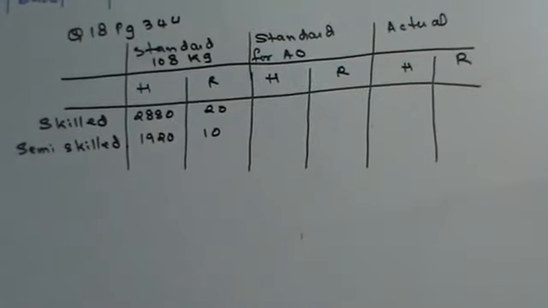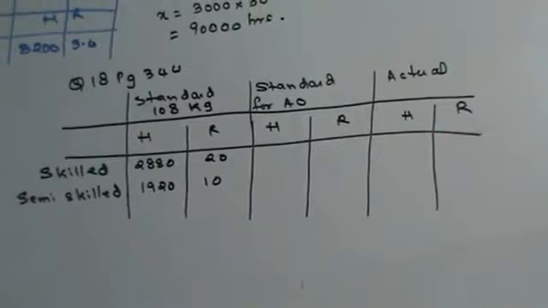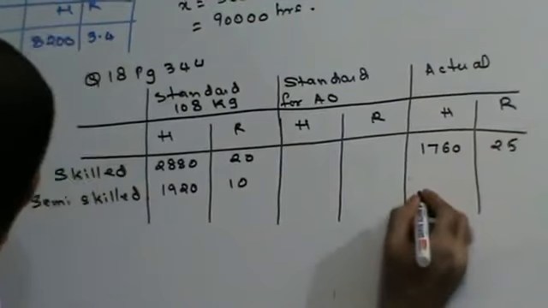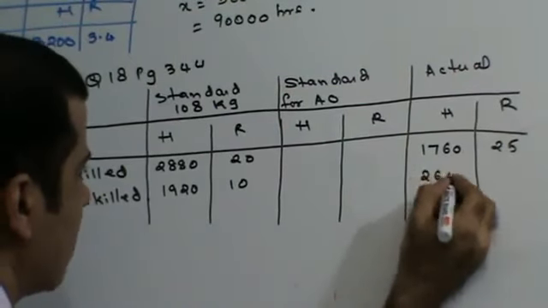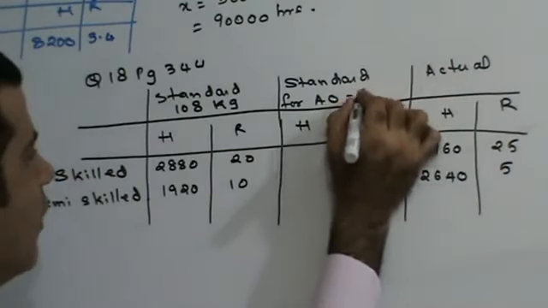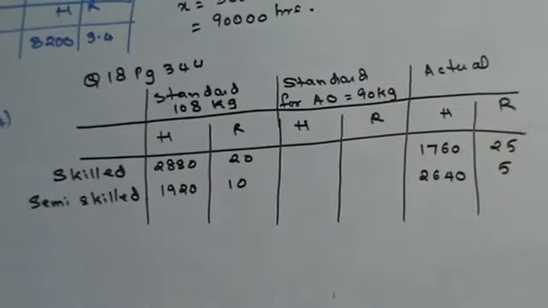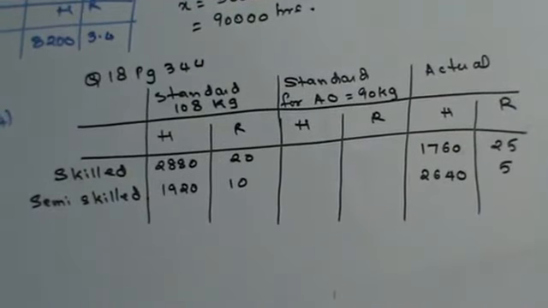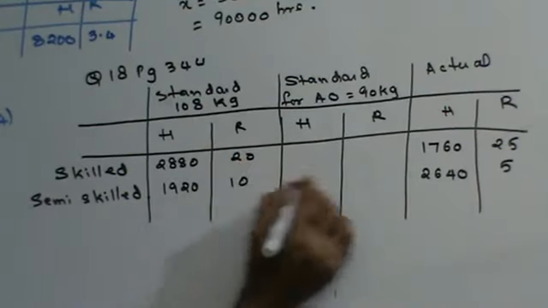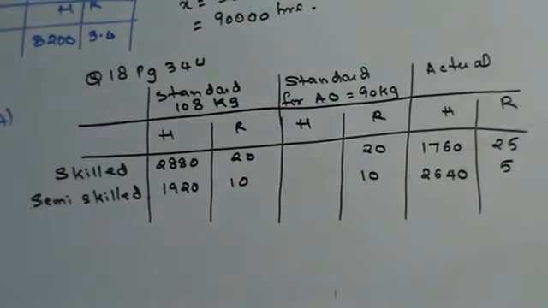Let us see the actual data. Actual data, they've said that skilled labor is 1760 hours at the rate of 25 and semi-skilled labor is 2640 hours at the rate of 5. They have given you that actual output is 90 kgs. Since the actual output is given, I will have to find out the standard for actual output. See, first thing you have to do is copy the rate here as it is. Now it's only the matter of how do I calculate the hours.